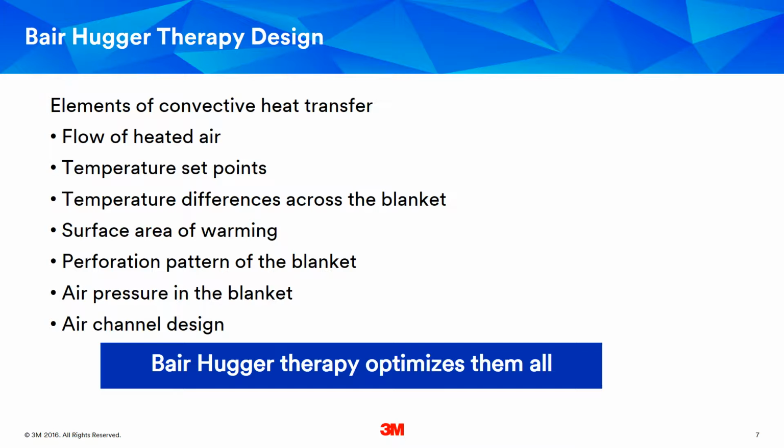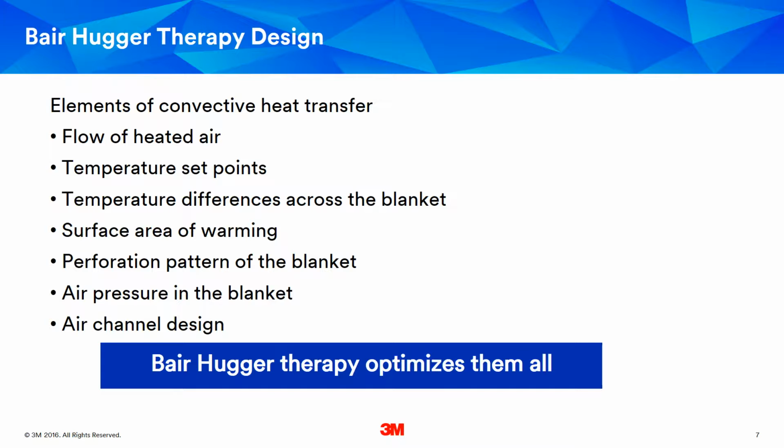Perforation patterns. A convective warming system must have perforations and must be able to deliver the warm air to the surface of the patients. Otherwise, it is simply conductive. Several competitors use this approach and do so unsuccessfully. Air pressure. In the blanket, there must be adequate back pressure to ensure that the channels of the blanket remain open and that it is balanced with the warming unit that is providing warm therapy. All Bair Hugger blankets are compatible with all of our warming units.